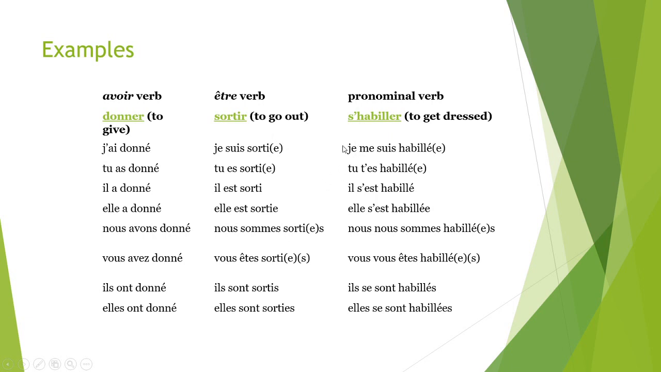And the thing with pronominal verbs is they're always conjugated using être as the auxiliary. So in this case, s'habiller, to get dressed, you say je me suis habillé, and the same idea with the accord as the sortir example.